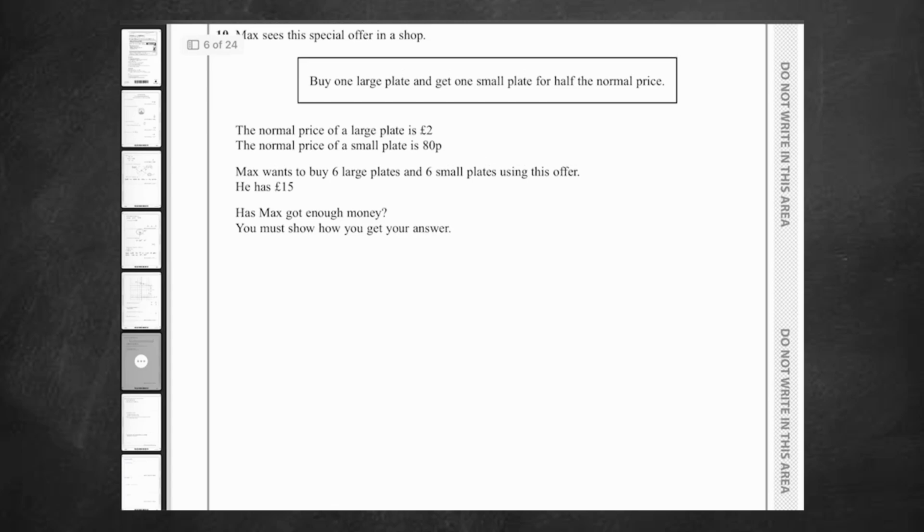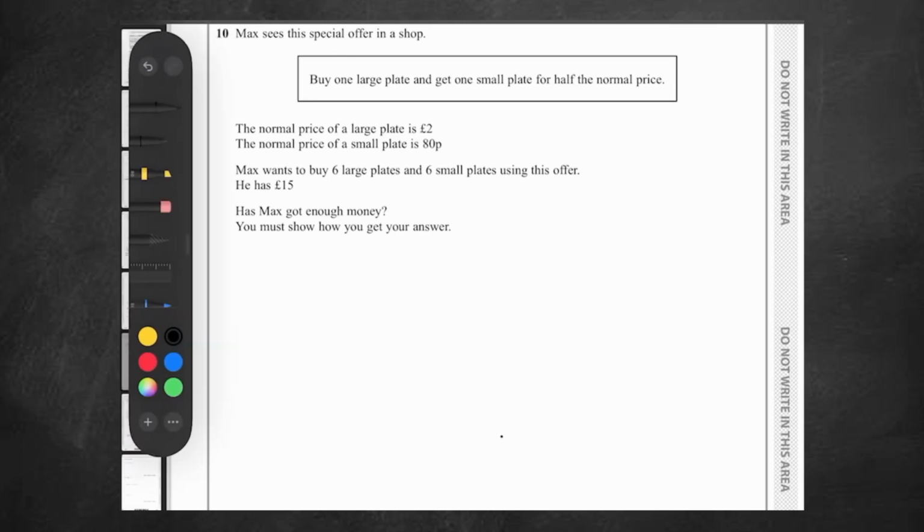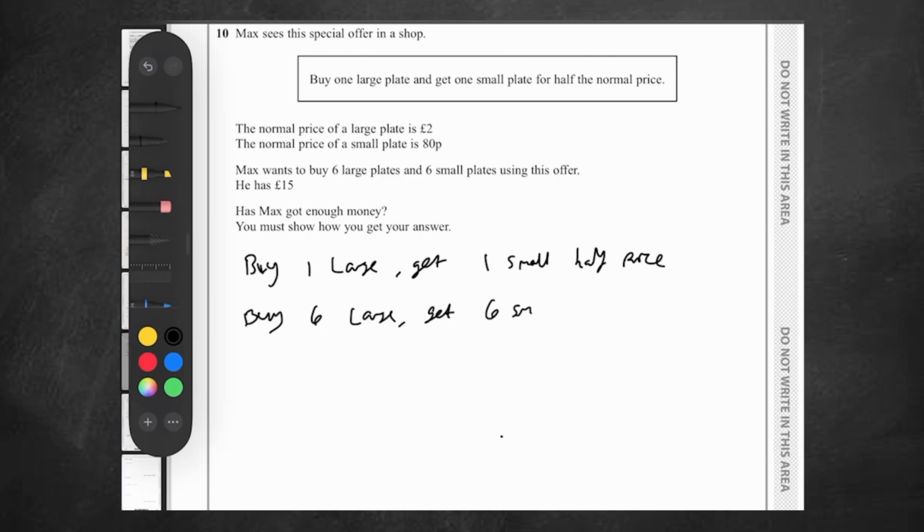So, if we're saying buy one large, get one small, half price. So it stands to reason that you can buy 6 large, get 6 small, half price. So if we write that as 6L plus 6S over 2, as it would be half price, and we know that L is 2 and S is 0.8 for ATP.